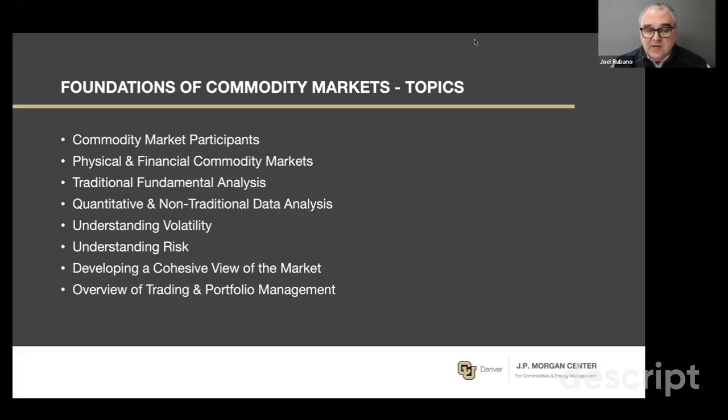The 7th class covers developing a cohesive view of the market. And this is really the core job of anyone who's involved in the market. What do you think is going to happen? How do you translate that fundamental analysis via traditional and non-traditional methods? Do you incorporate your perception of the volatility and how that translates into risk and turn that into a perspective on what you think is going to happen in the future? This is the most important class, and it's the most important skill in the commodity markets.